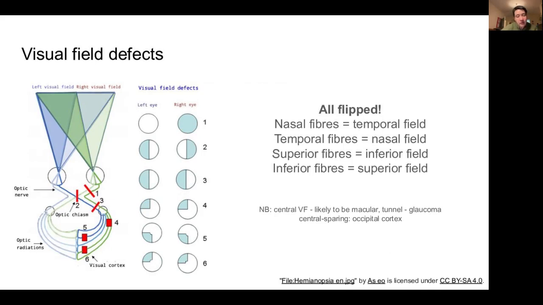There's two other things to note. If you have a patient who has a central visual field defect, it's probably likely to be macular, and if they have something that sounds like tunnel vision and it's longer standing, that's probably something like glaucoma. And the final tip, just before we move on, would be that if you look at images 5 and 6, if there's central sparing, so the central vision is not affected, then it's likely to be something in the occipital cortex.